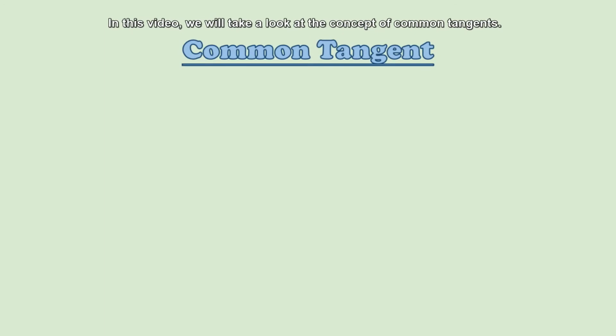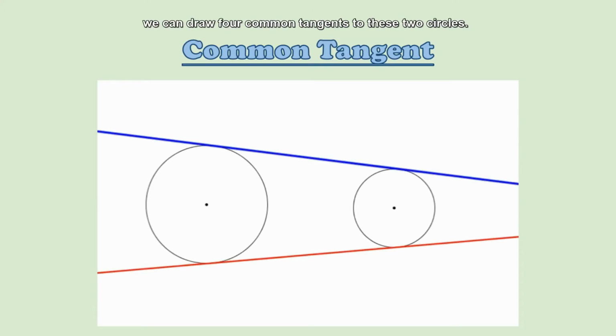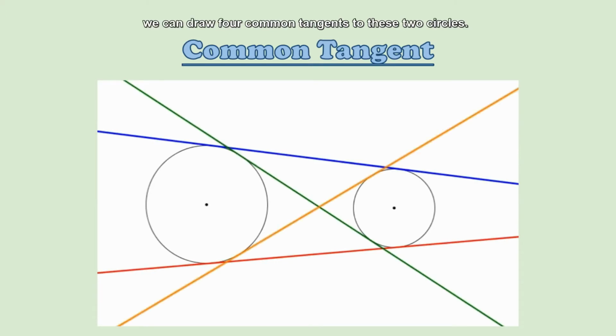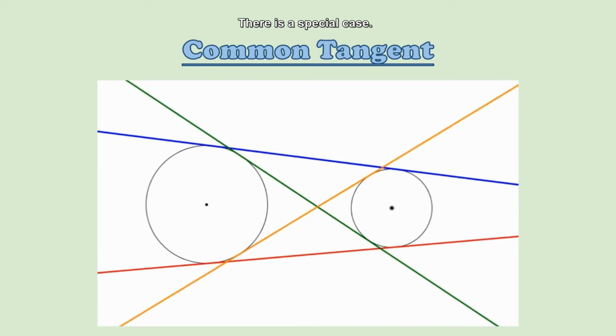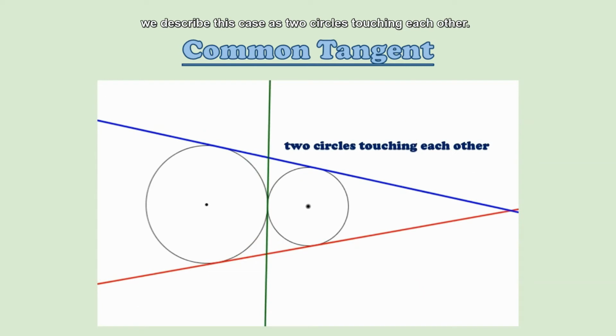In this video, we will take a look at the concept of common tangents. When we have two circles like this, we can draw four common tangents to these two circles. There is a special case, particularly when the two circles are like this, we describe this case as two circles touching each other.